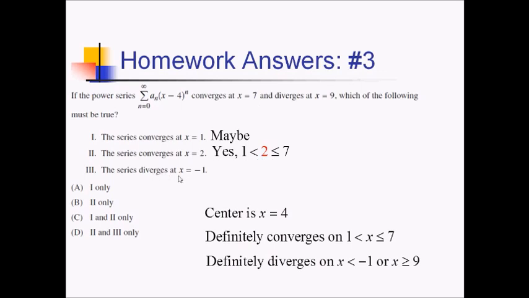Next, series diverges at x equals negative 1. Well, that's on the border of this diverging, this other side of the diverging divide here. So that's going to be a maybe as well. Maybe it does, maybe it doesn't. We can't say either way, though. So then only answer choice B is going to work. Only option 2 is true for sure.